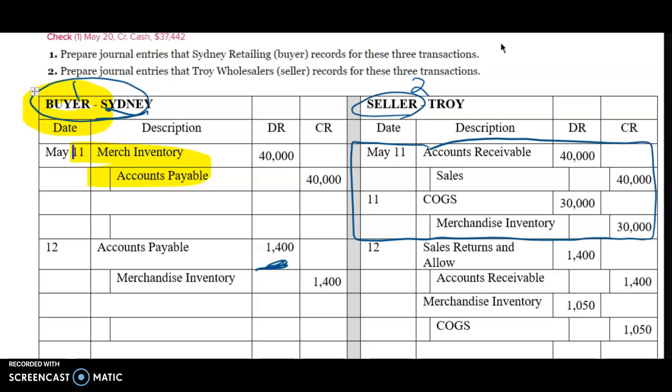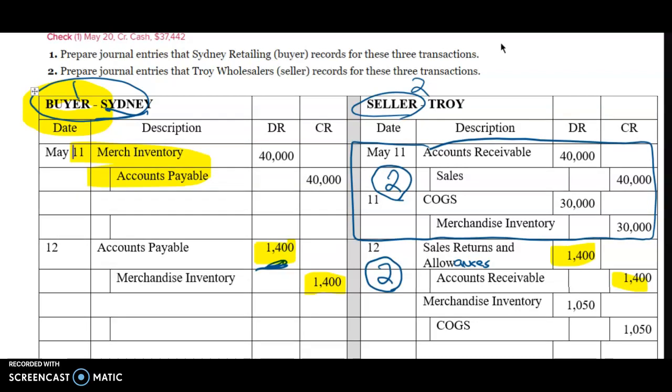Okay? Now, if there's two entries here when they sell inventory, there are also two entries when they record the return of merchandise. So they will debit sales, returns, and allowances. I didn't type it all out, but I can do it right there with my pen. I'll just add it: sales, returns, and allowances. They debit that and they credit accounts receivable. Okay? And they do that for the gross amount, the $1,400.